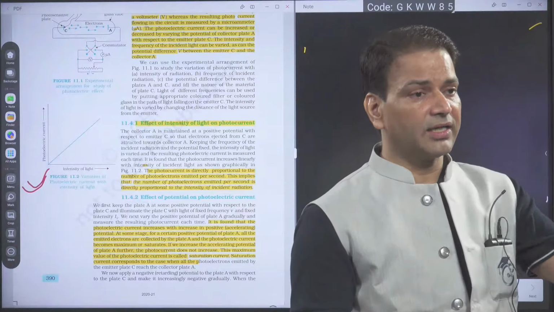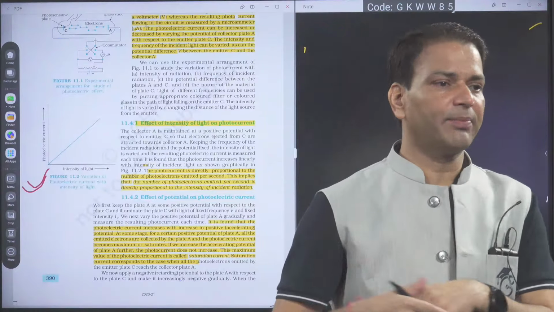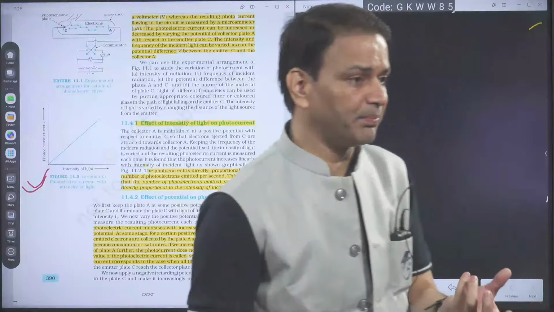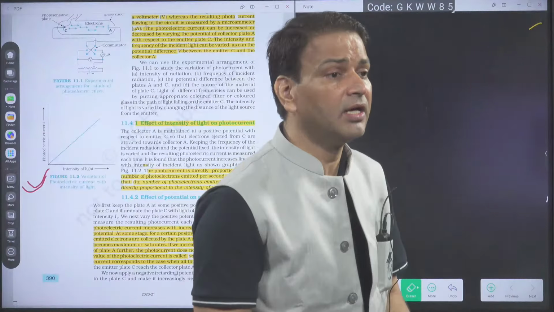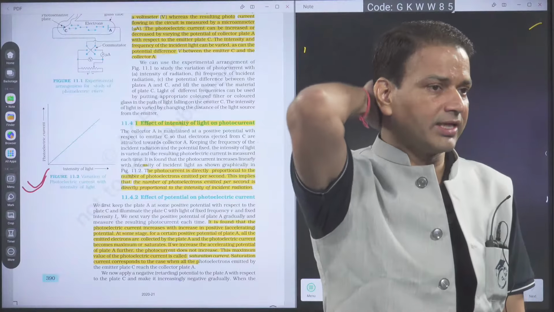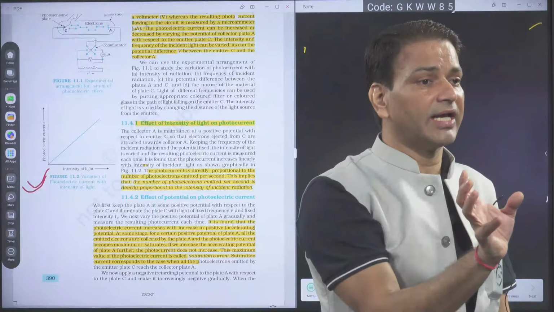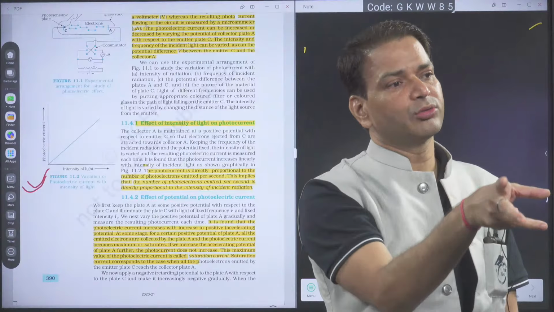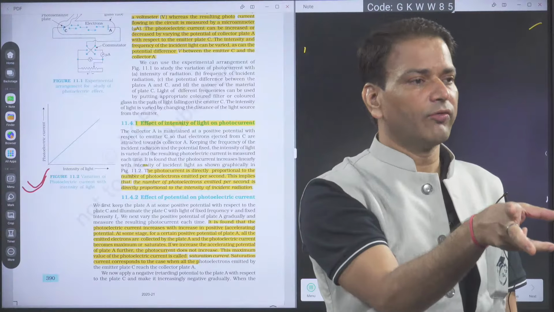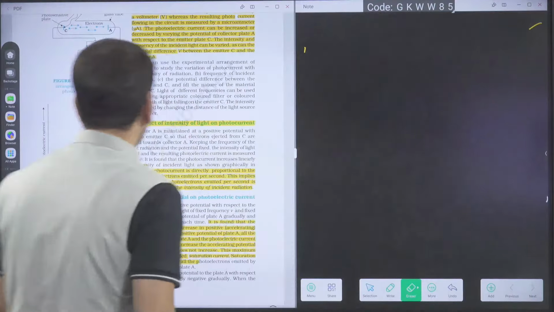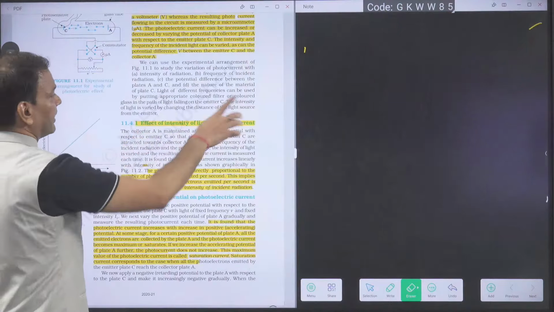So intensity basically we are saying is energy per unit area per unit time. But here we are dealing with a particle like a photon. Energy is transferred in the form of particles. So when we say intensity, and the frequency of the photon is constant, that means the energy of the photon is constant. Energy constant, then intensity will be directly proportional to the number of photons. So for a given frequency in the photoelectric effect, intensity is directly proportional to the number of photons.